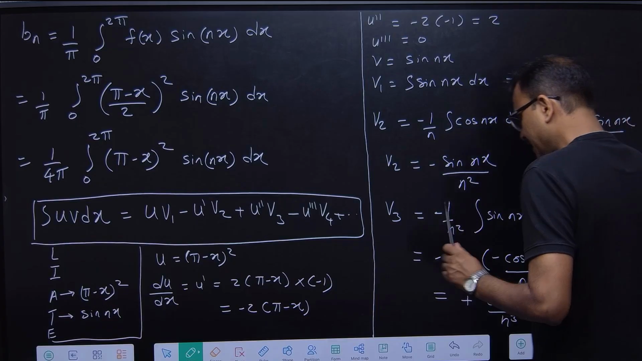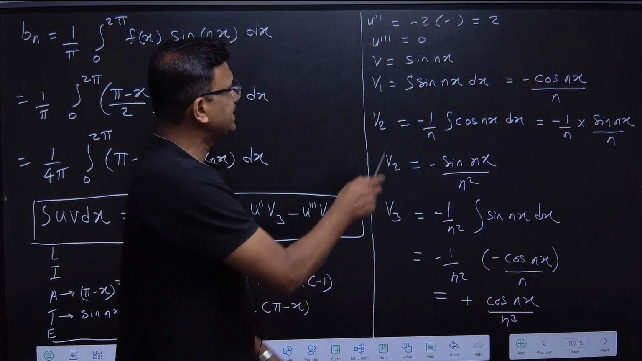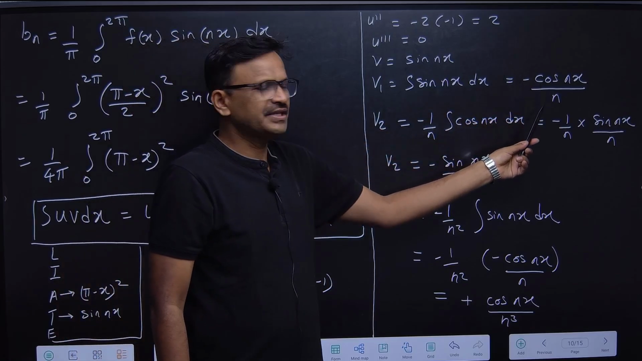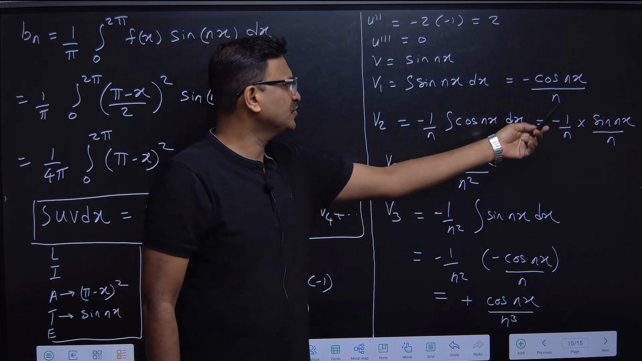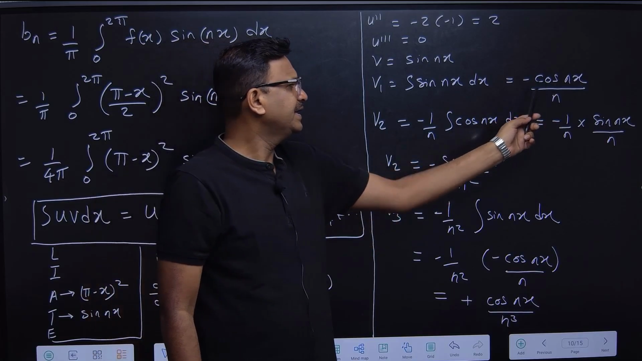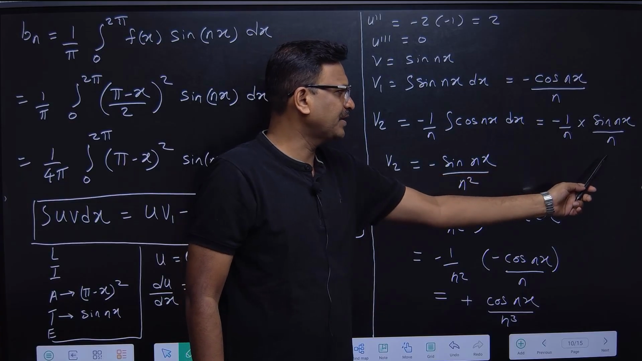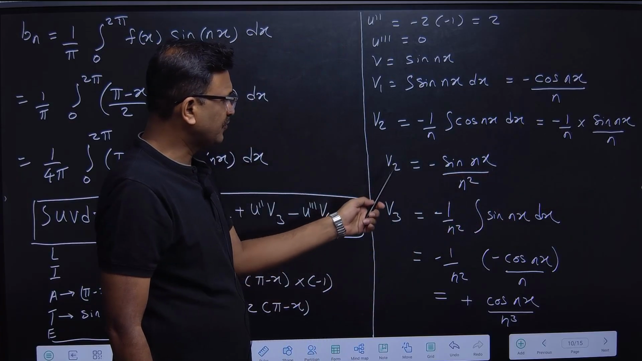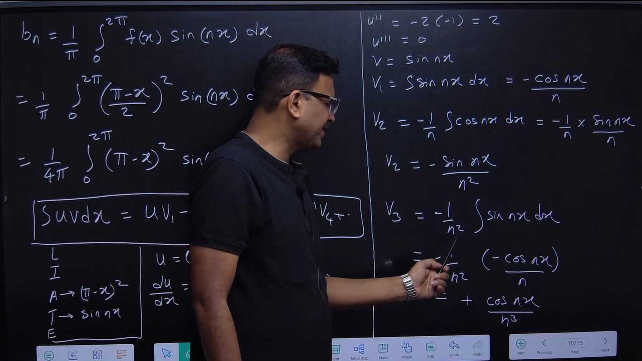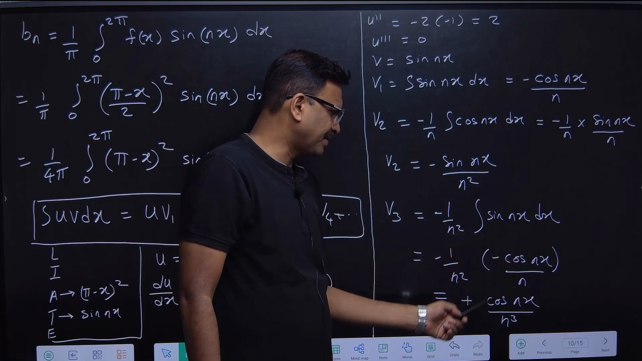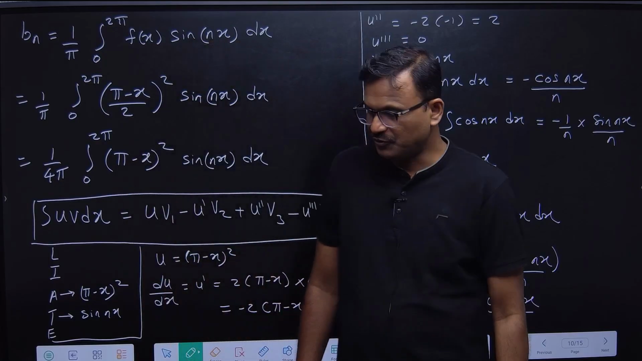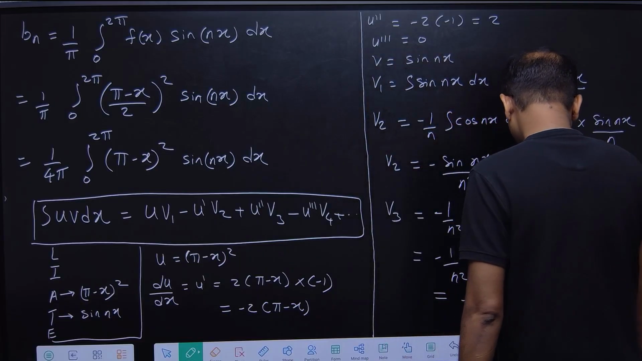So v1 is the integration of v. Here v is sin nx. So v1 will be the integration of sin nx, that is minus cos nx upon n. v2 is the integration of v1. So when you integrate this term, that minus 1 upon n being constant, we can take outside. Integration of cos nx will be sin nx upon n, that n into n will become n square. That is our v2. And to get v3, we'll have to integrate this v2. So this minus 1 upon n square we take outside. Integration of sin nx is minus cos nx upon n, that minus into minus becomes plus, n square into n becomes n cube. So this is our v3.